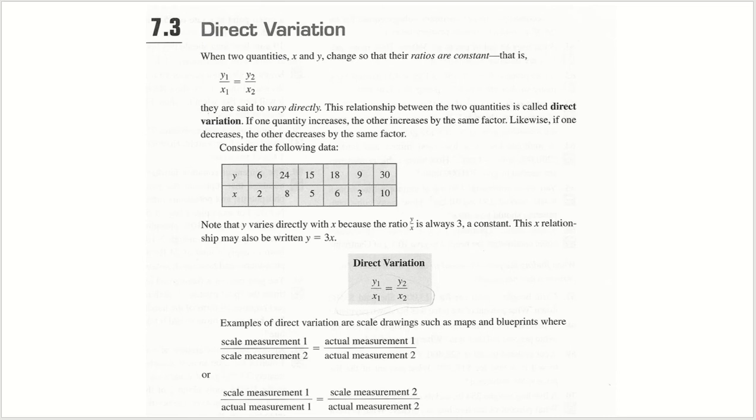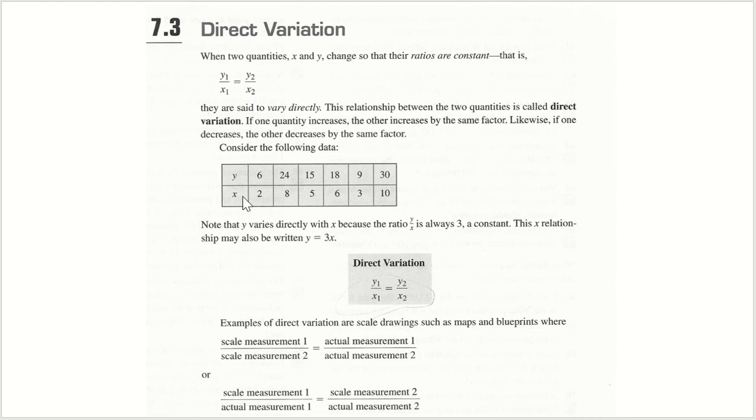This video instruction is for ratio and proportion quiz number 3, direct variation. When two quantities x and y change so that their ratios are constant, that is y1 over x1 is equal to y2 over x2, they are said to vary directly. This relationship between the two quantities is called direct variation. If one quantity increases, the other increases by the same factor. Likewise, if one decreases, the other decreases by the same factor.